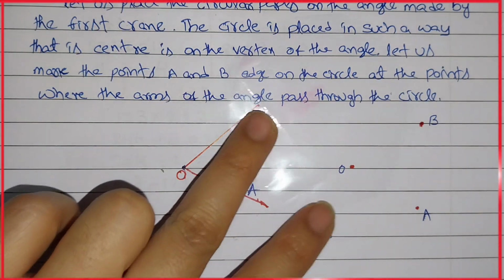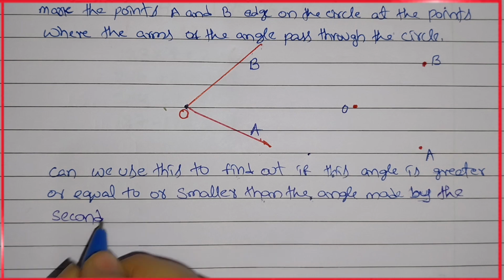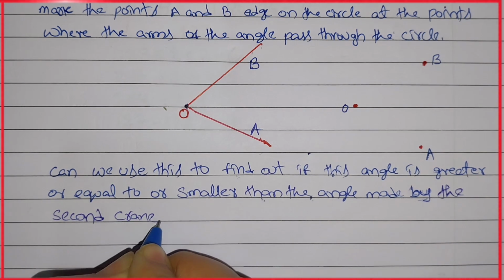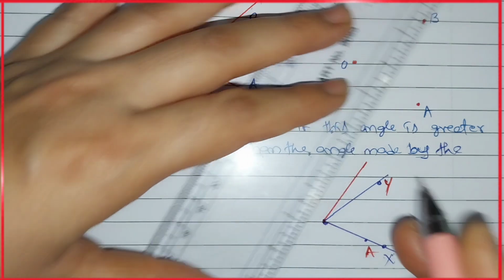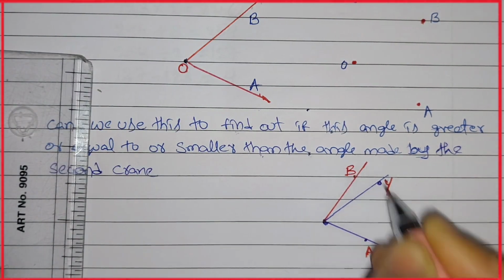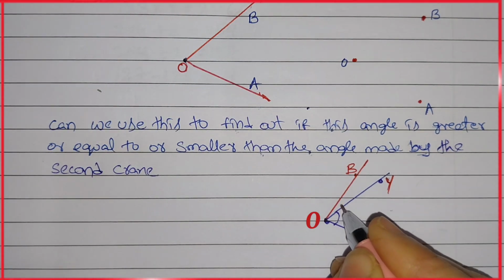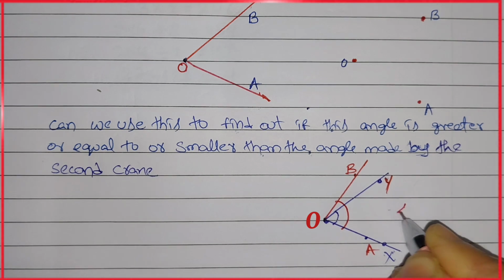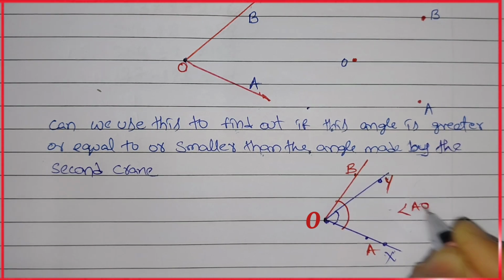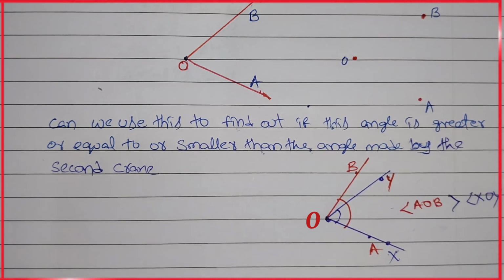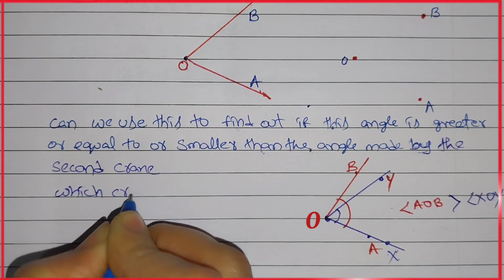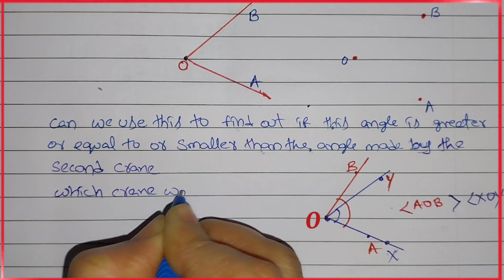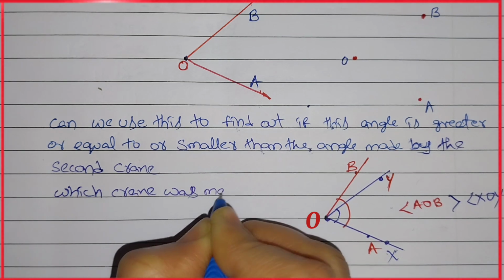So here again, based on that, I drew two arms A and B and the vertex O for the first crane. Can we use this to find out if this angle is greater than, equal to, or smaller than the angle made by the second crane? Yes. Now it is very easy. Just look at the arc. If B is further away from A than Y is from X, then angle AOB is bigger than the angle XOY.